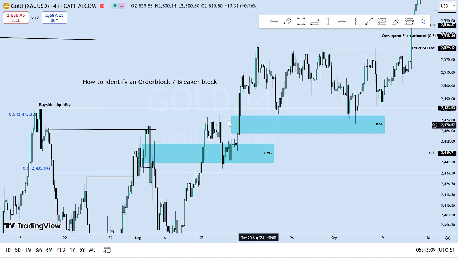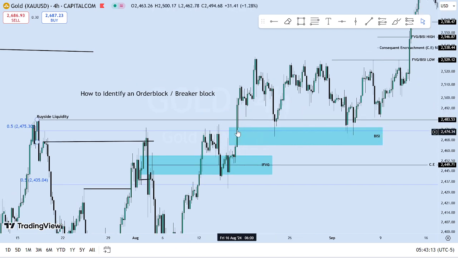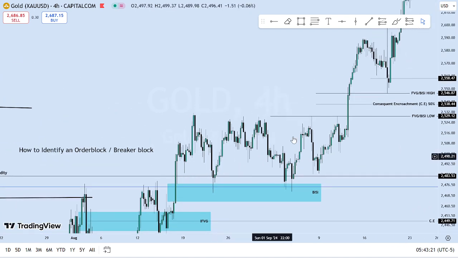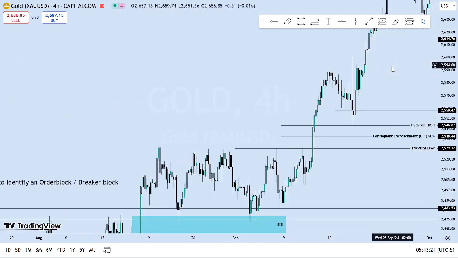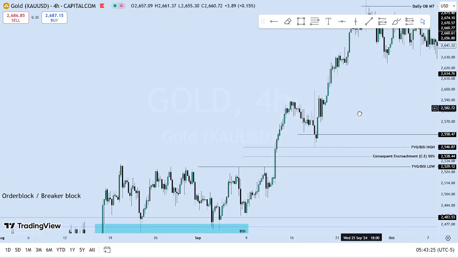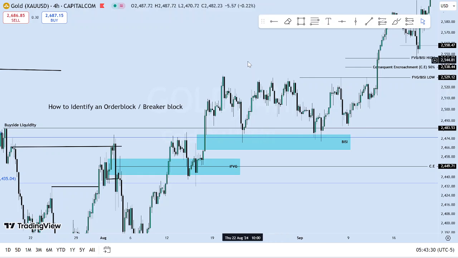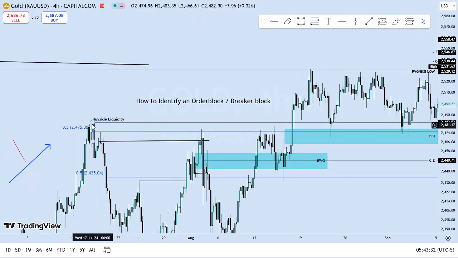So when price is trading to the fair value gap or delivering inside the fair value gap, you can put your stop loss below here. Then you can see the movement up and see how you are trading up. That's how to identify a breaker.